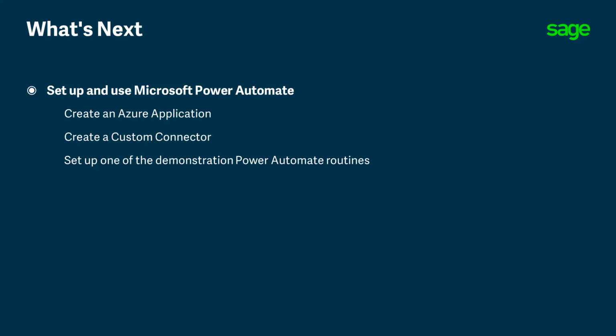So now that you've set up Power BI and you've edited the report, what you can look forward to next is setting up and using Microsoft Power Automate. And like I said, that'll be covered off in 3 separate videos. So creating the Azure application, creating a custom connector, and setting up one of the demonstration Power Automate routines, as well as editing it.